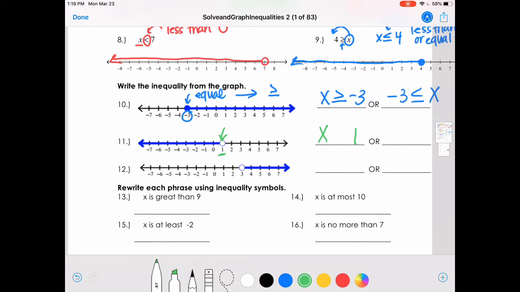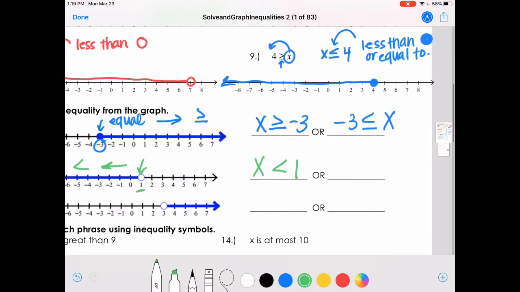For the next one, I'm using X again, the number 1, because that's where the circle is. Since it's shading to the left, it's going to be less than, but it's not equal to because the circle is not filled in. Then the next thing I did was just rewrite it, number first, then inequality sign, flipped, and then your variable.